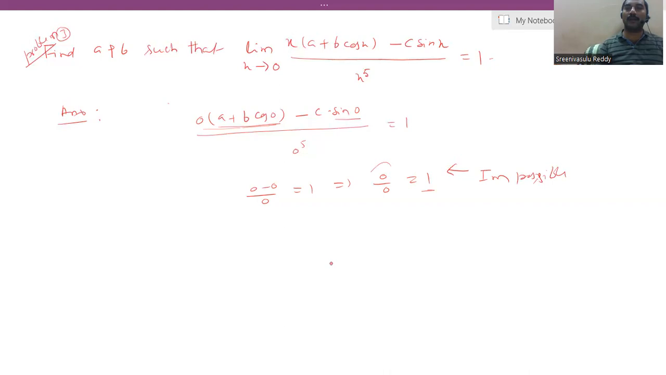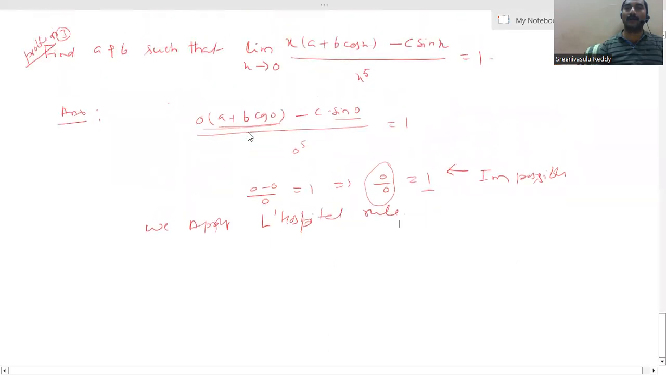You understand that on the left hand side we get 0 by 0. That means, as per the rule, we apply the L'Hospital rule. By applying the L'Hospital rule, what happens on the left hand side?